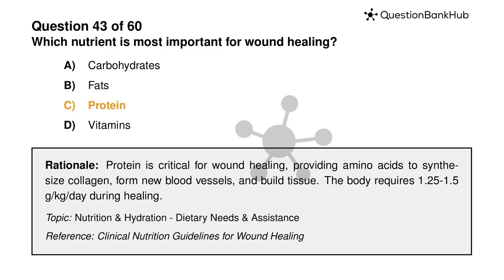The correct answer is C. Protein. Protein is critical for wound healing, providing amino acids to synthesize collagen, form new blood vessels, and build tissue. The body requires 1.25 to 1.5 g/kg/day during healing.